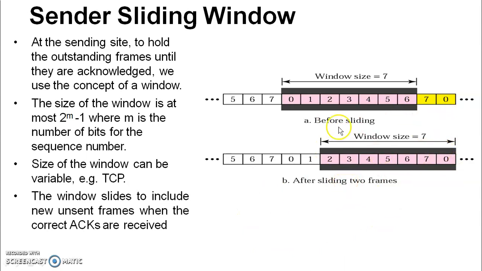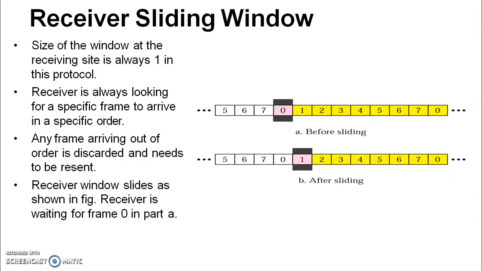Now you can see that the window size is always fixed, but this is not the case in TCP. In TCP, the sender window size is always variable, which depends upon the congestion of the network as well as the buffer in the receiver side. So this is about the sender sliding window. Now we can move on to the receiver.